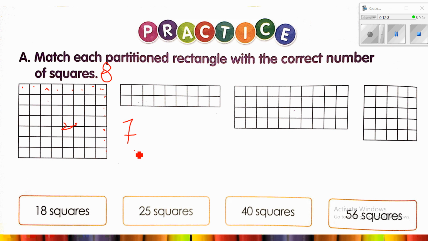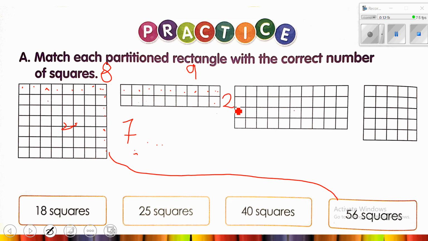Remember the strategy for 8? Double, double, double. What is the double of 7? 14. The double of 14? 28. The double of 28? 56. Perfect. It is also 1, 2, 3, 4, 5, 6, 7, 8, 9. And here is 1, 2. Double of 9. Amazing. It's 18.